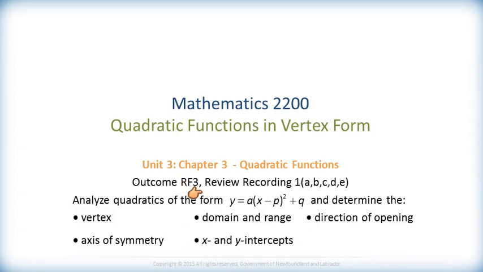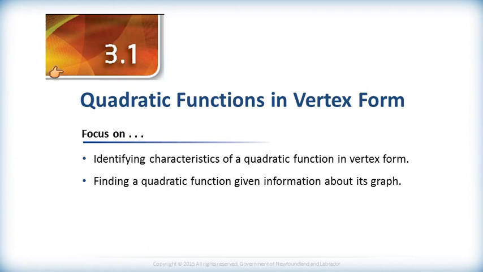Welcome to the review recording that accompanies instructional recordings 1A, B, C, D, and E for Unit 3 of Chapter 3, Mathematics 2200. This recording is based on Section 3.1, and we focus on identifying characteristics of a quadratic function in vertex form and finding a quadratic function given information about its graph.